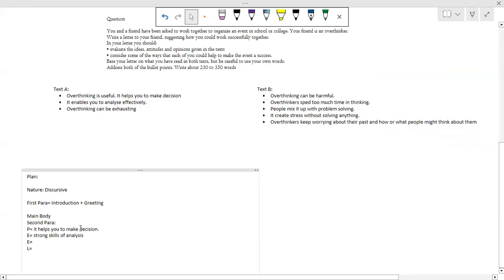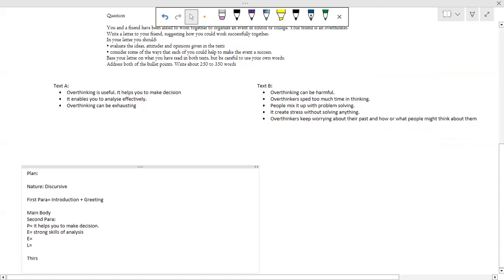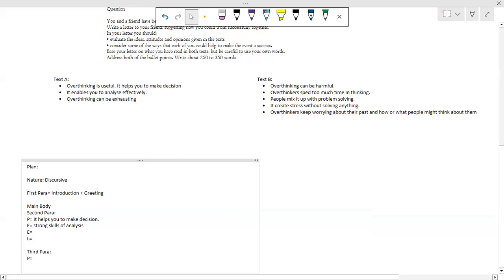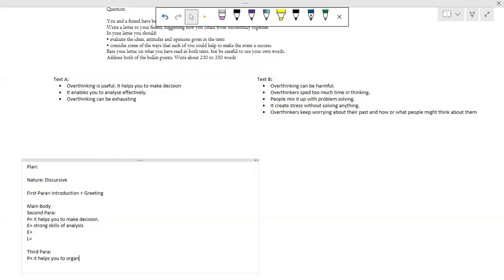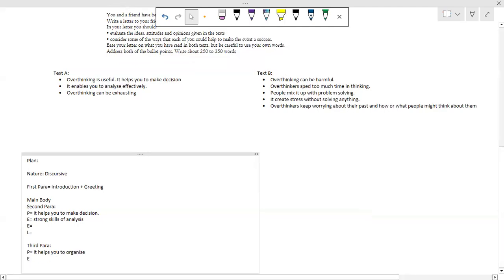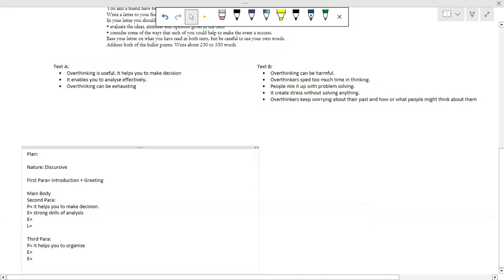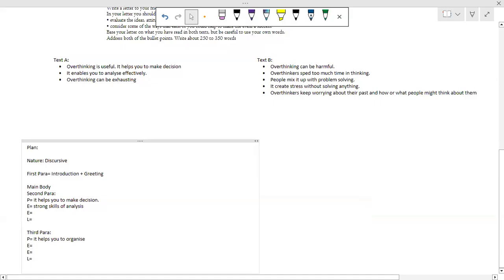and then you have to link it to your main idea before ending your paragraph. Moving on with the third para. The point that I am going to take here is that it helps you to stay organized. Yes, it helps you to organize, right? Then you can provide any relevant evidence, relevant explanation, and before ending your paragraph, you're going to link it to your main idea.